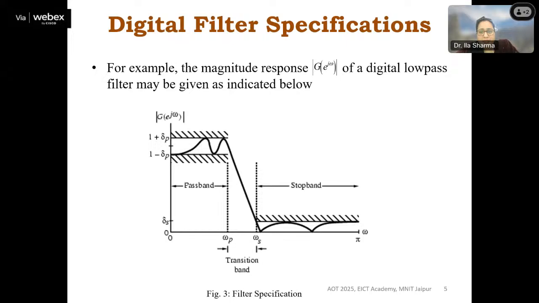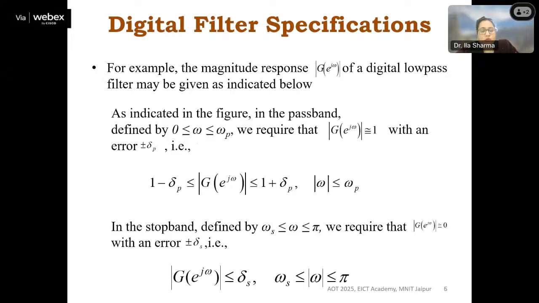And we are taking responses in the frequency domain. The Fourier transform has been taken, so we will have our magnitude response as well as our phase response. Talking about this magnitude response, in the passband it is spread over from 0 to omega p, and it varies between the values 1 minus delta p and 1 plus delta p.